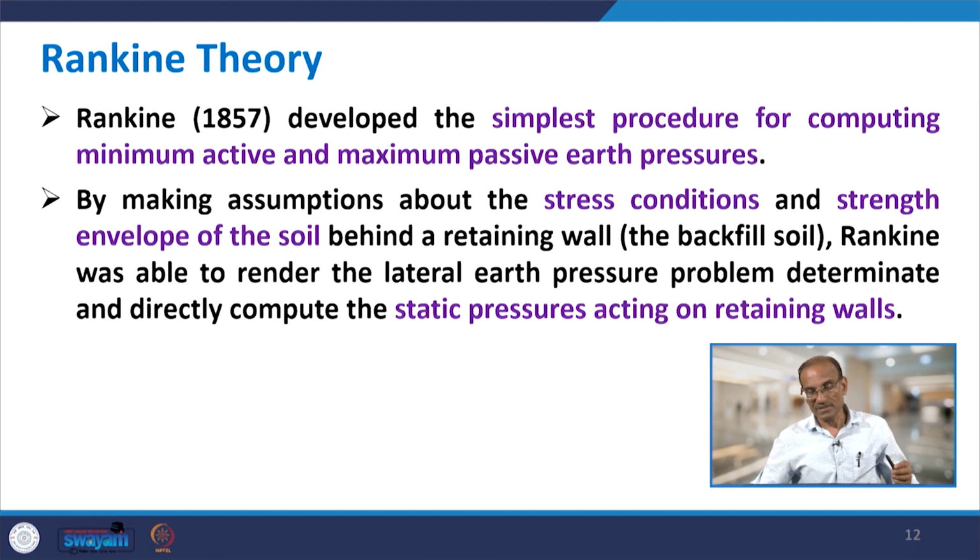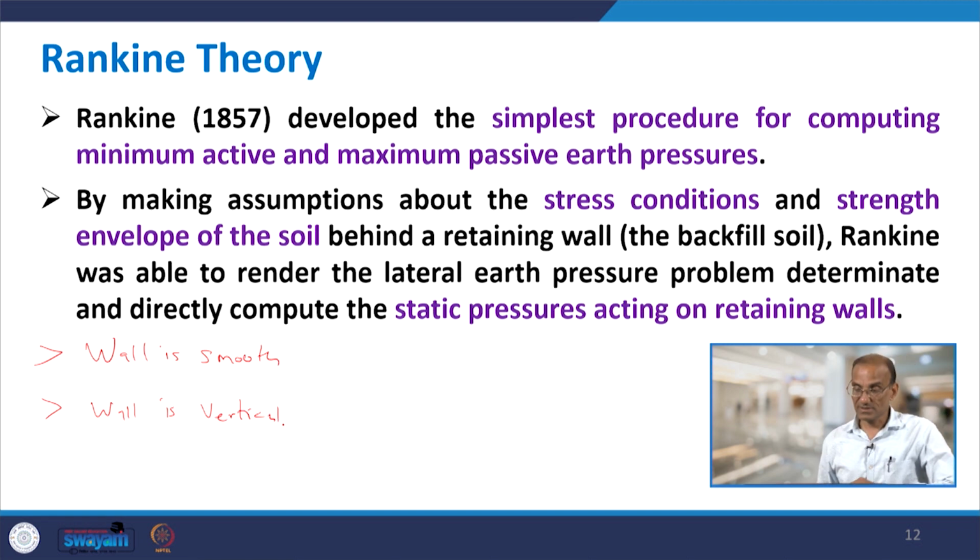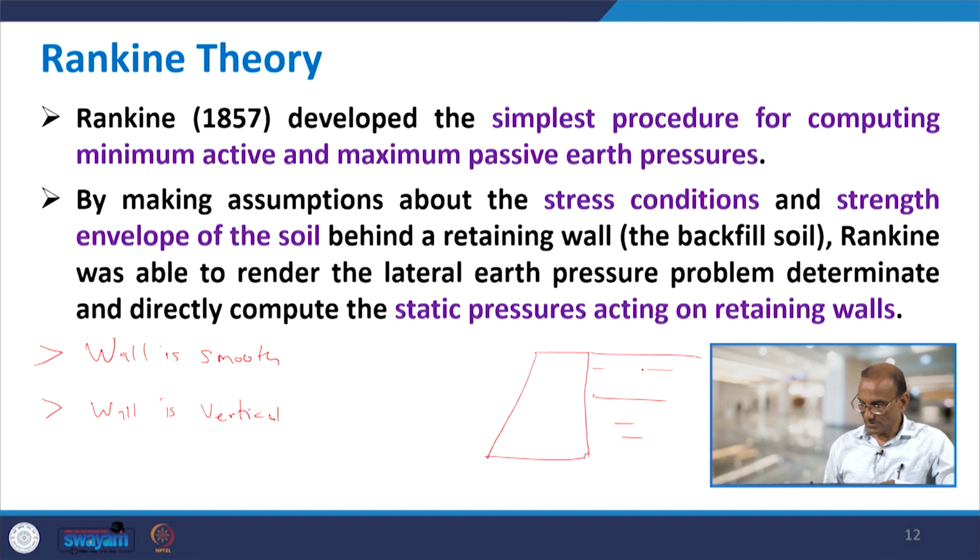In Rankine, two assumptions are there. One assumption is that the wall is smooth, that is there is no friction. That means the friction between wall and soil is not considered in this case. The second assumption is that the wall is vertical. So, an inclined wall is not considered. This side the wall is vertical, here is your backfill. So, this is vertical, number one, and then delta, the angle of friction between wall and soil, is equal to 0.